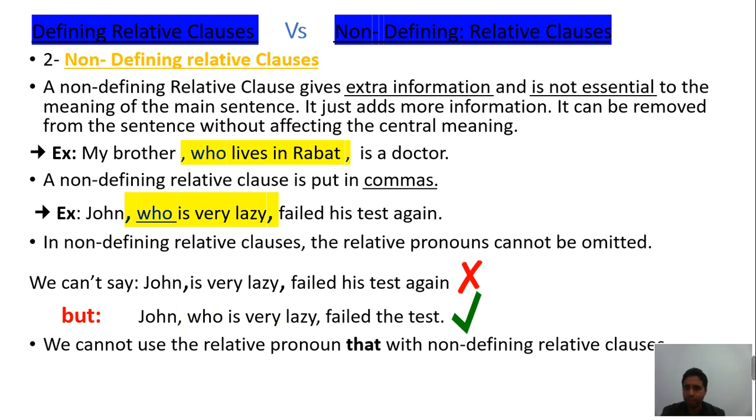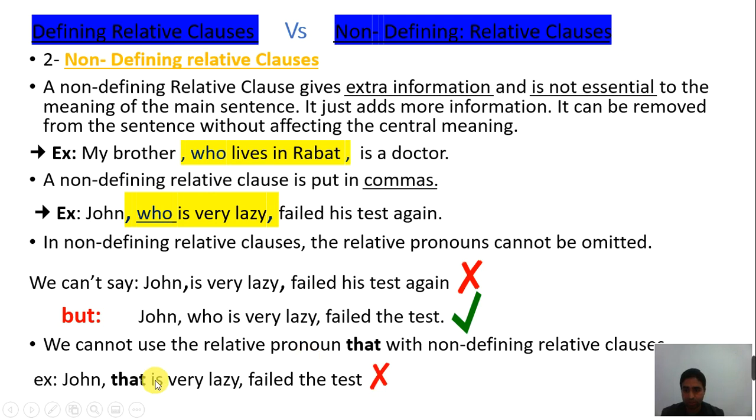And finally, we cannot use the relative pronoun that with non-defining relative clauses. That cannot be used. It could be used with defining relative clauses, but not with non-defining relative clauses. So this is an example. John, that is very lazy, failed the test. It's not correct. We should say John, who is very lazy, failed the test.